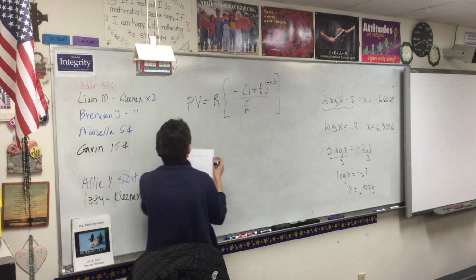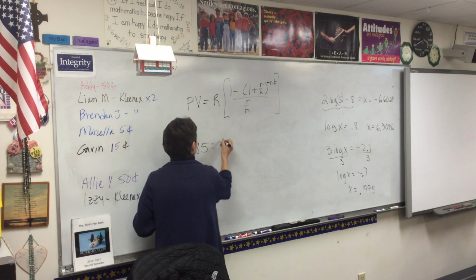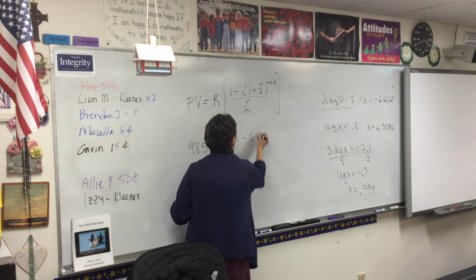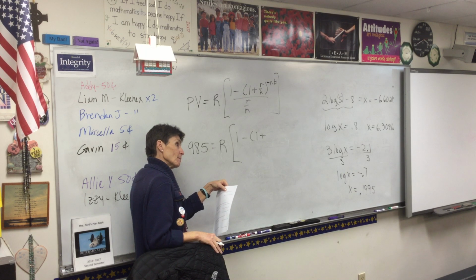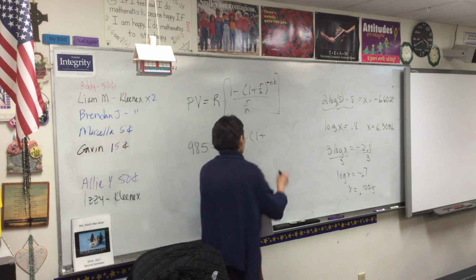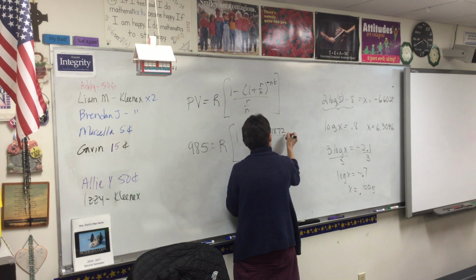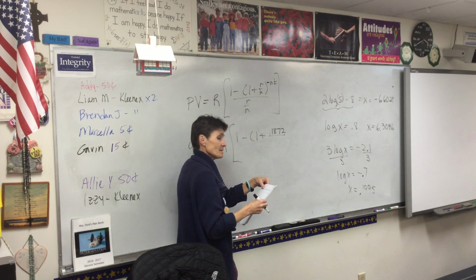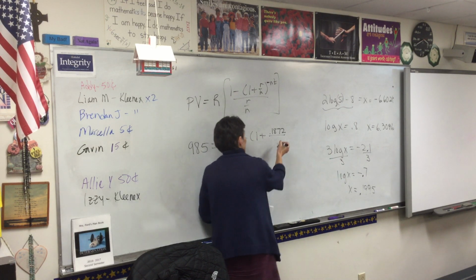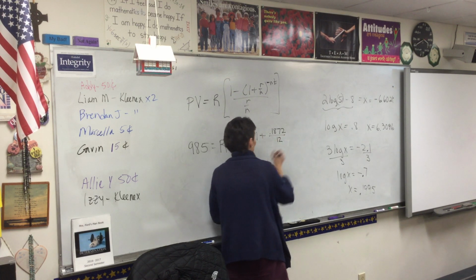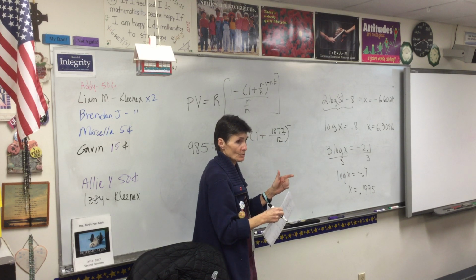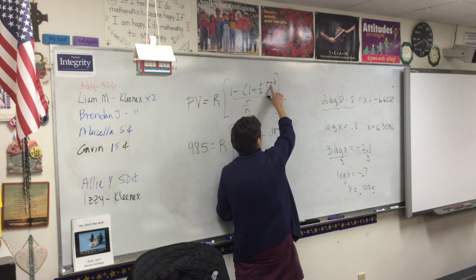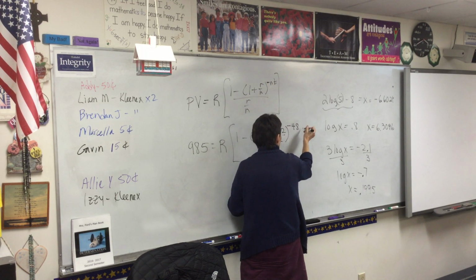Here we go. 985 is right here. My interest rate is going to go into the problem how? 0.1872. That's exactly right. These payments are monthly, so N is 12. I'm doing it for 4 years, so my exponent is 12 times 4, negative 48.